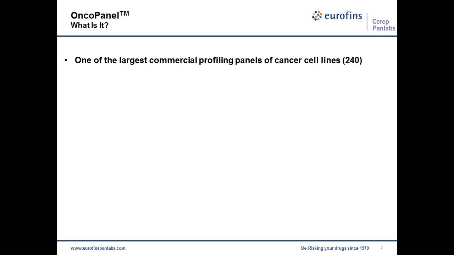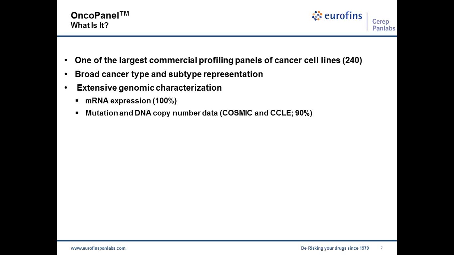So for those who are new to Oncopanel, I wanted to spend a few minutes and tell you about what it is exactly. It's one of the largest commercial profiling panels of cancer cell lines. The current number of cancer cell lines represented is 240, although there are plans for significant expansion of the panel over the course of the next year. We currently have a very broad representation of cancer types and subtypes, and we have extensive genomic characterization of all 240 cell lines, wherein 100% have mRNA expression coverage. This comes from both internal and external sources.